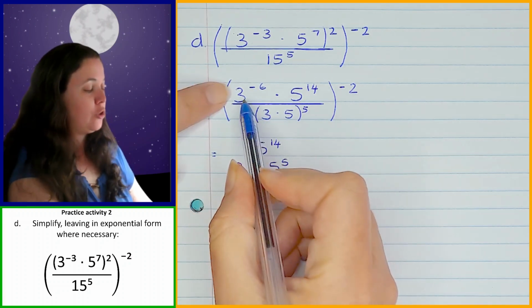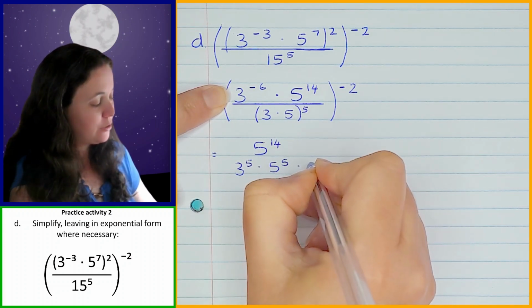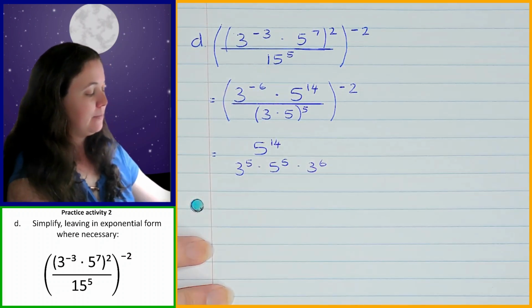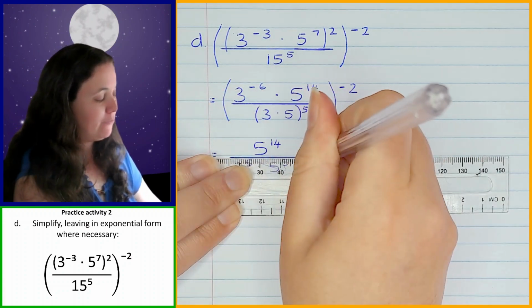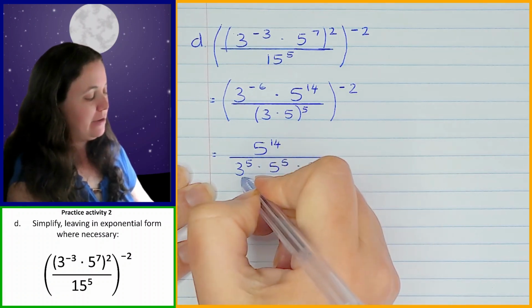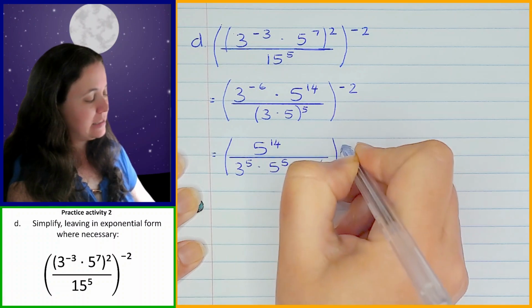And then I also am bringing this 3 to the power of negative 6 down to join them. So that's going to be times 3 to the power of 6. Okay, so that is what I have at the moment. I've got 5 to the power of 14 over 3 to the power of 5 times 5 to the power of 5 times 3 to the power of 6. And it is all in brackets to the power of negative 2.